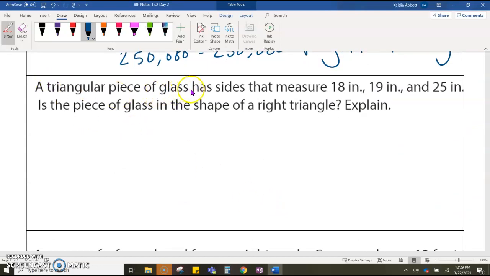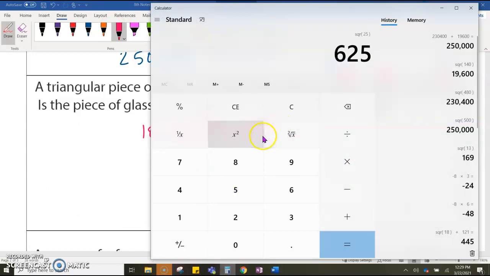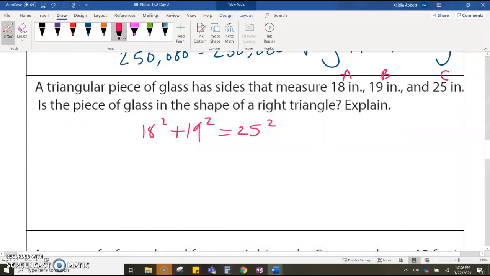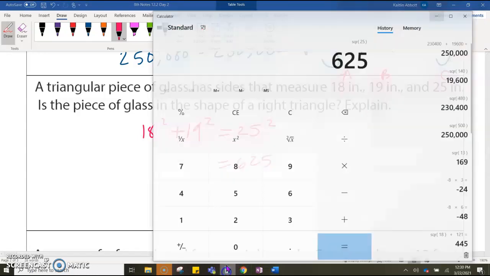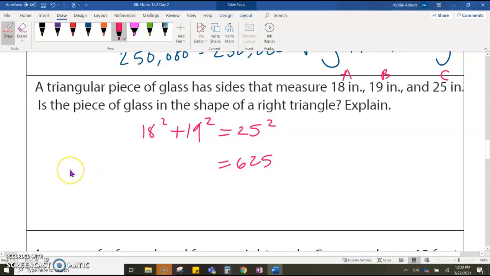Okay, it says a triangular piece of glass has sides that measure 18, 19, and 25 inches. Is the piece of glass in the shape of a right triangle? So which one's the biggest one? 25, you're correct. So that is going to be our C, and these are our A's and B's. So C comes at the end, so we've got 25 squared, and then we've got 18 squared plus 19 squared. So let's solve these in the calculator. 25 squared, 625. And I need 18 squared, 324.